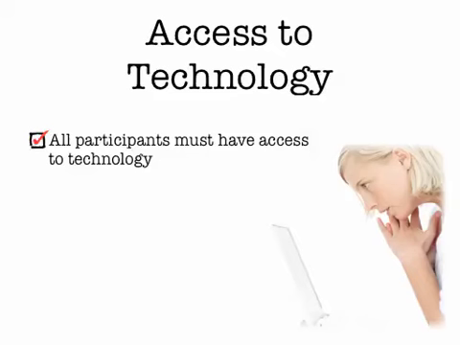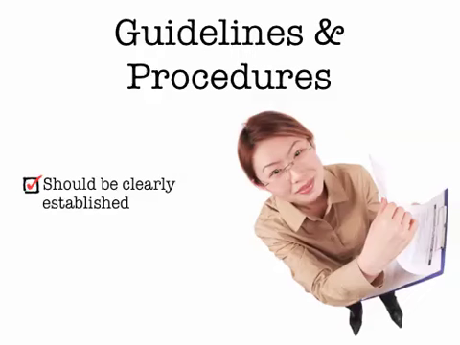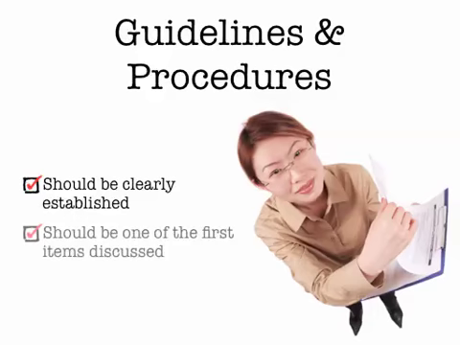Guidelines and procedures are the second characteristic of effective online courses. The guidelines and procedures for your course should be very clearly established, and they should be very clearly worded, and students should have easy access to these because these basically become your contract with the student. It tells the students what they can expect and what they should be doing in the course. It should be one of the very first items that you discuss in the course.